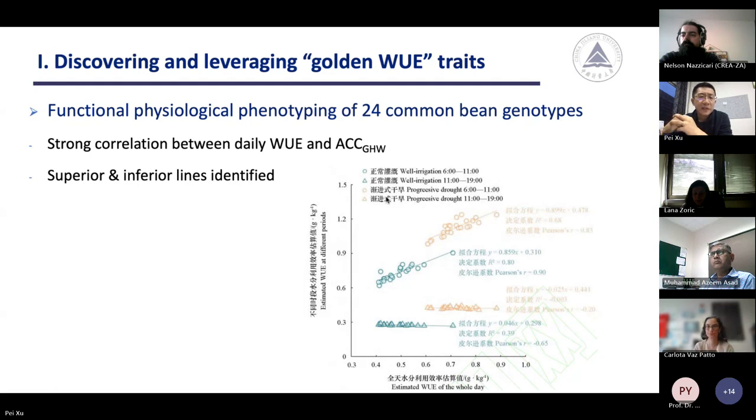So this validated that the early morning golden hour window is critical for achieving biologically and agronomically meaningful WUE during the whole day. From the 24 genotypes, we were also able to identify several superior and several inferior lines. And we are currently doing some molecular characterization for these lines to try to understand the underlying molecular mechanisms, why they show differential golden hour WUE traits.